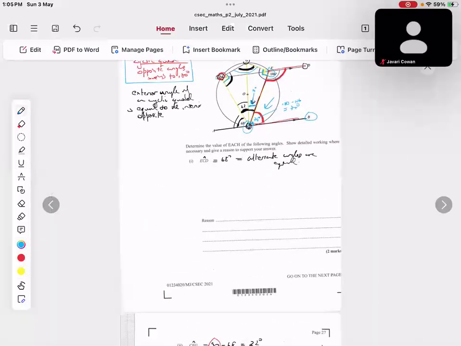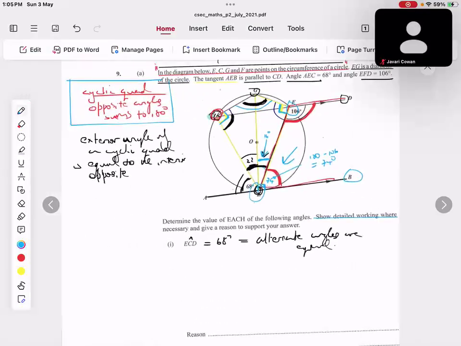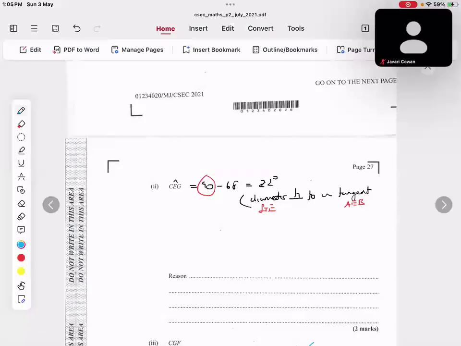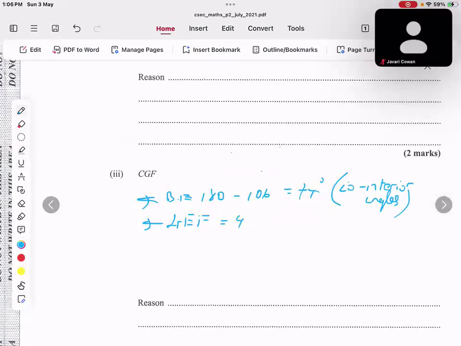Next step, they say show detailed working out where necessary. Now after we get the 74, we say angle GEF, that's this 16 degrees here. So angle GEF is equal to 90 minus 74.